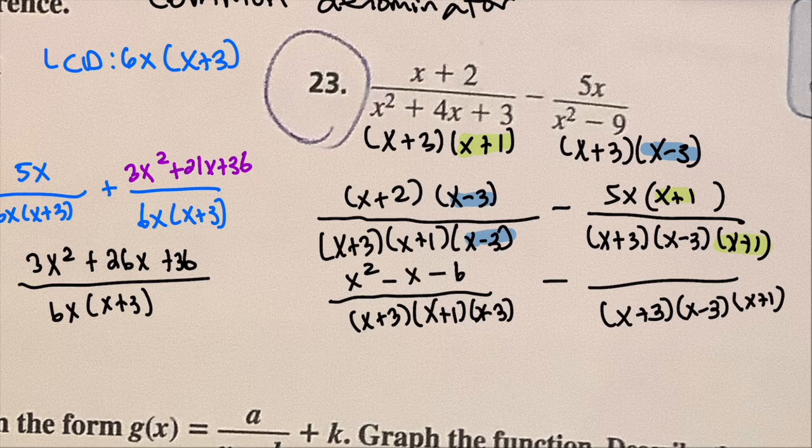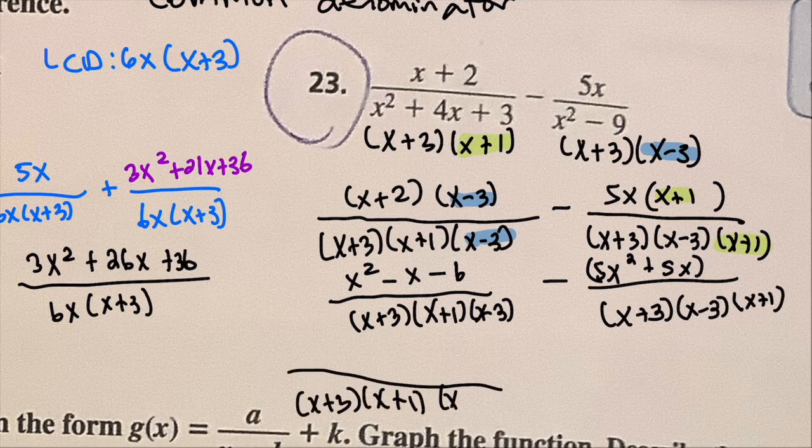And then here we get minus 5x times x plus 1. I'm going to leave that minus there, but I'm going to put a parenthesis here just so it helps you hopefully not forget that there is a negative there. So it would be 5x squared plus 5x. Now our new denominator, write it again, because now we get to combine the tops.